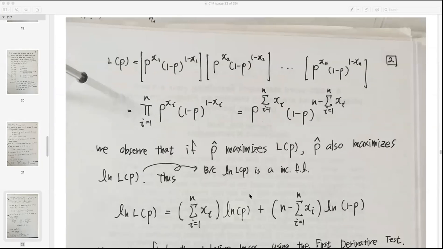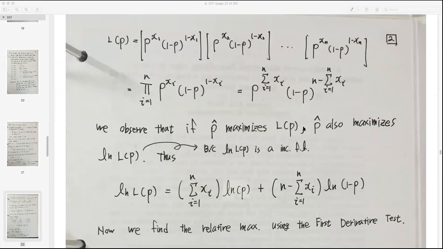Now we observe that if p hat maximizes L(p), then p hat also maximizes ln of L(p). To find the value of p that maximizes L(p), I'll use p hat, because that value is the maximum likelihood estimator. So p hat that maximizes L(p) will also maximize the natural log of L(p), because the natural log is an increasing function.